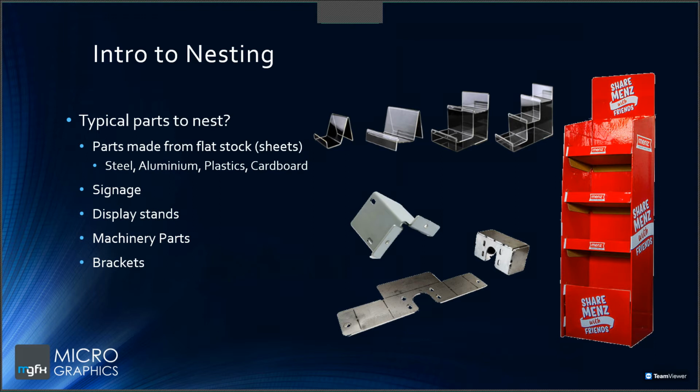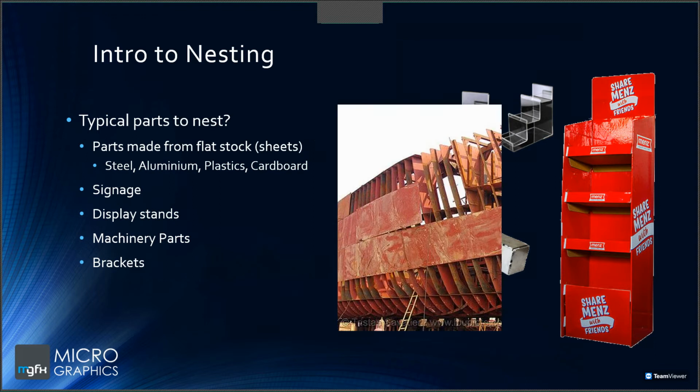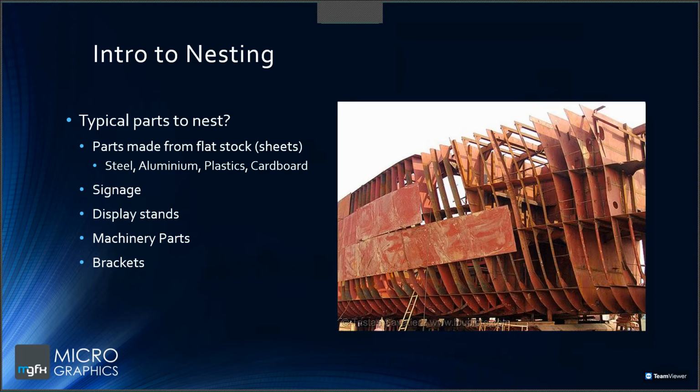So all of these items would have started out as flat stock and been cut and bent into shape. And in one of the most extreme cases, we can look into shipbuilding. You can see in the picture here, there are a lot of shapes and sheets, and this would have all been nested into steel plates and cut out before being assembled and welded together. I suppose ships nowadays are the world's largest jigsaw puzzles.